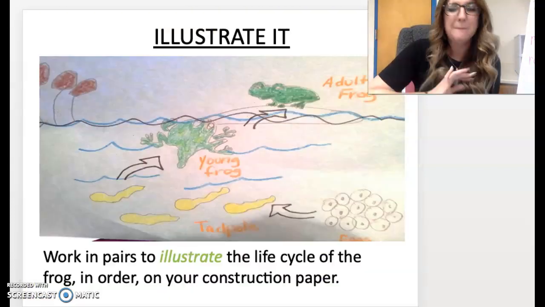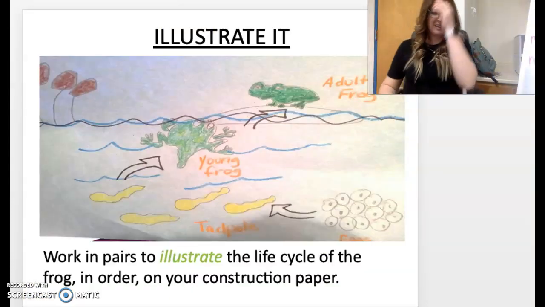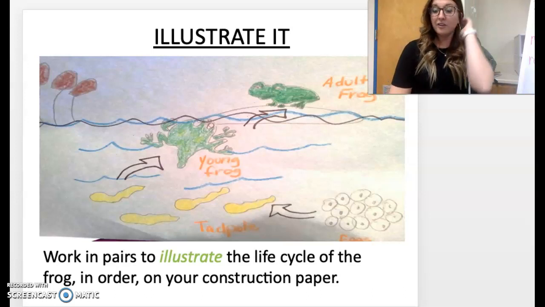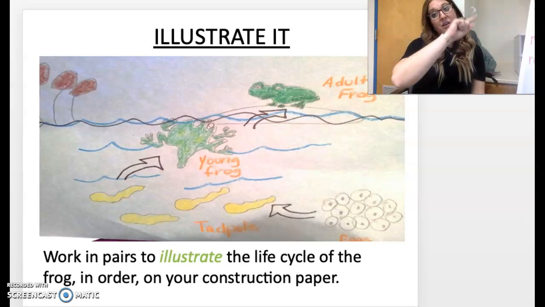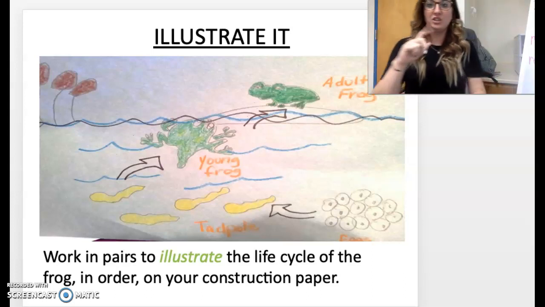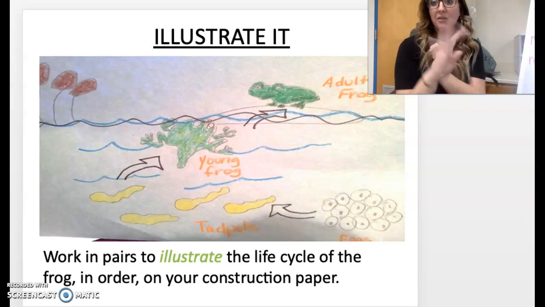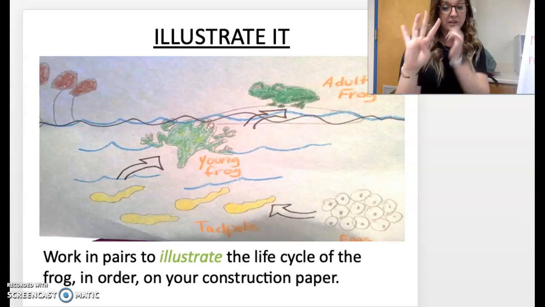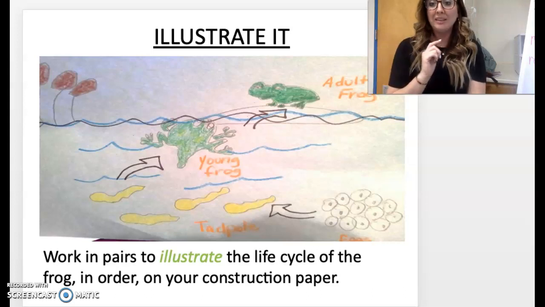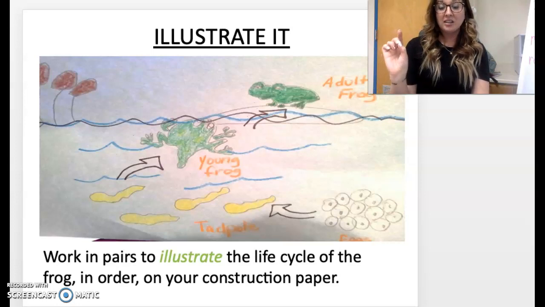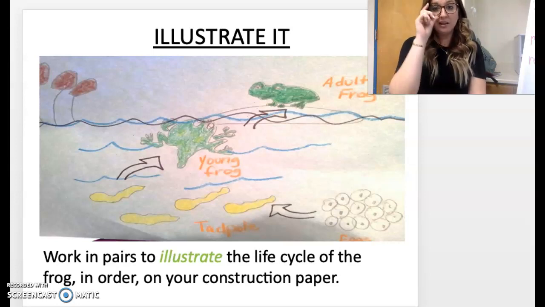So here's my instructions for you. I would like for you to draw the life cycle of a frog. Remember to add the arrows to show the path that it goes on. I want you to draw the stages, 4 stages: egg, tadpole, young frog, adult frog. And I want you to label which stage that you drew on each one, okay?